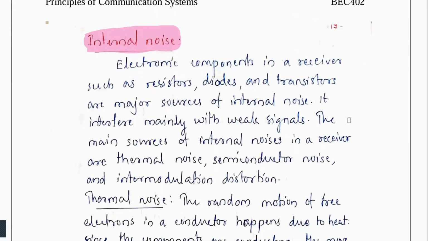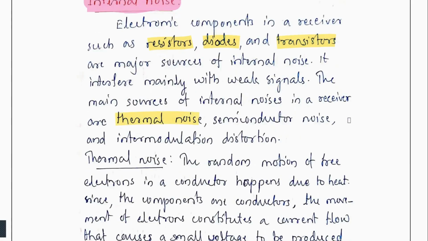So electronic components in the receiver, such as the resistors, diodes, transistors, are the major sources of the internal noise. It interferes with many weak signals. The main sources of the internal noise in the receiver are the thermal noise, semiconductor noise, and the intermodulation noise. Here we have three types: 1, 2, and 3.